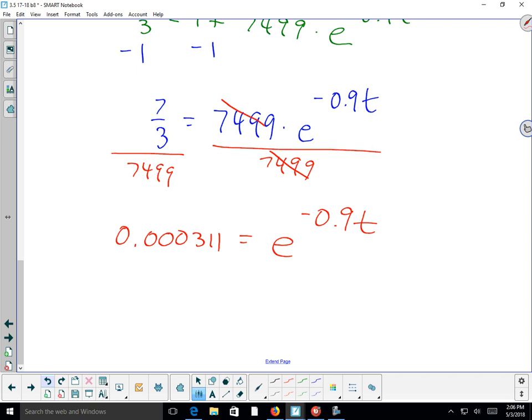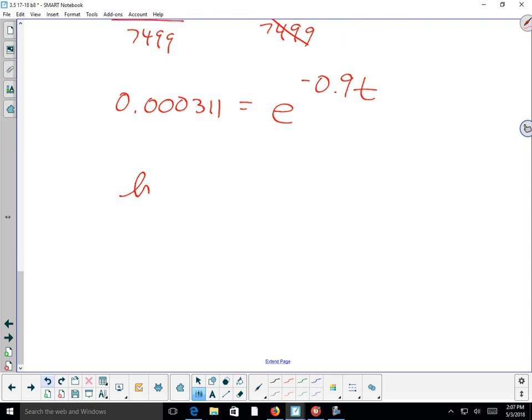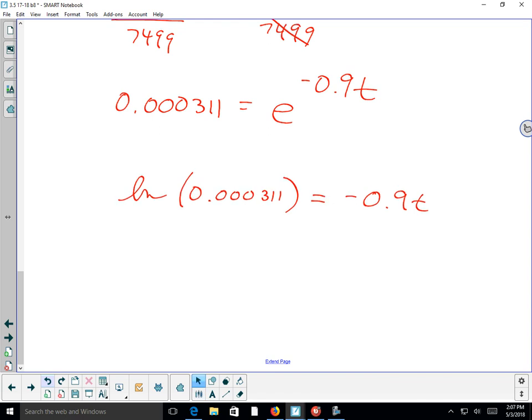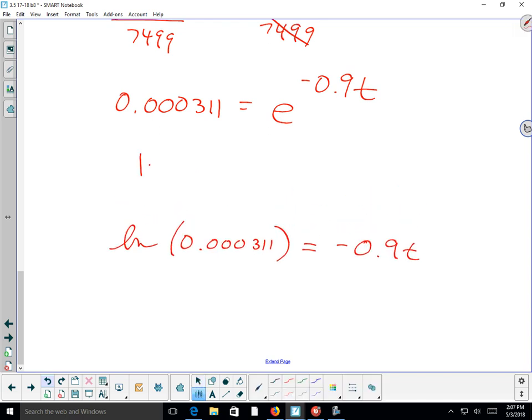Now, Aaron, you were suggesting a course of action at this point. What are we going to need to do? Okay, so what should I write? Do people agree with that? And if you don't want to jump right to the ln, you can write it as log to the base e of 0.000311 equaling negative 0.9t, and then write it the other way. That's fine. Whatever works for you.